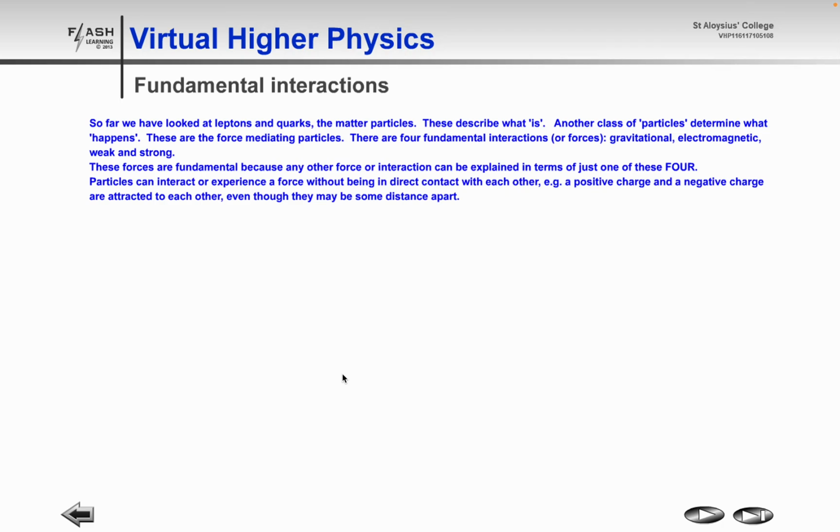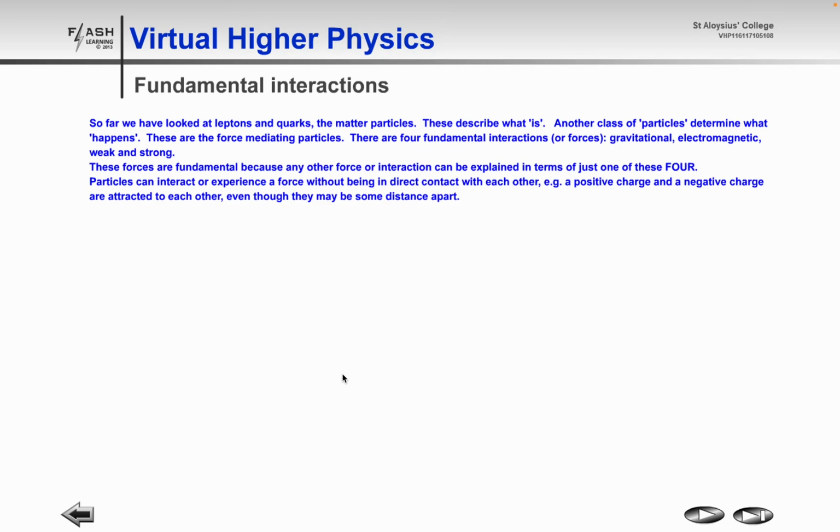So far we've looked at matter, so leptons and quarks. There is another class of particles which make up the Standard Model, and these are called the mediating particles. These are particles that can be used to explain the fundamental forces. Now, there are four fundamental forces in the Standard Model: gravitational, electromagnetic, and then two nuclear forces, right? The weak nuclear force and the strong nuclear force.